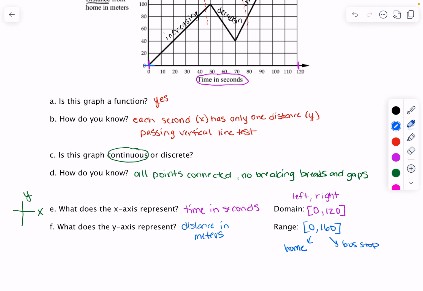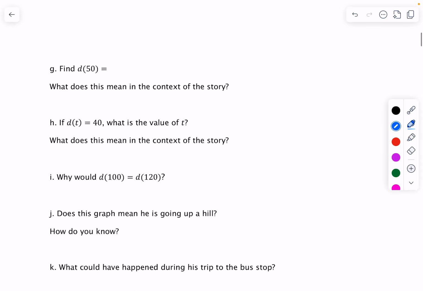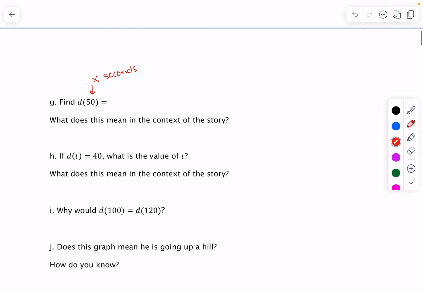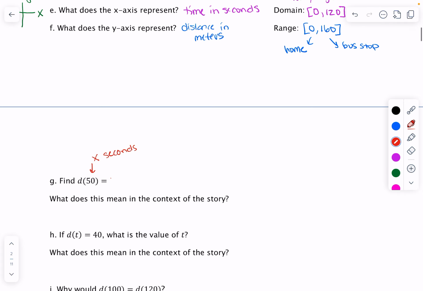Okay. Let's move on to looking at this in function notation. So now it says find d of 50. Remembering that function notation, this is your x, that's your seconds. So this is saying at 50 seconds, what is the distance? If we look at 50 seconds, I'm going to scroll back up here and erase the vertical line test. If I look at 50 seconds, that's right here, and I draw a line up to the distance, what is that distance? 100. So d of 50 equals 100.